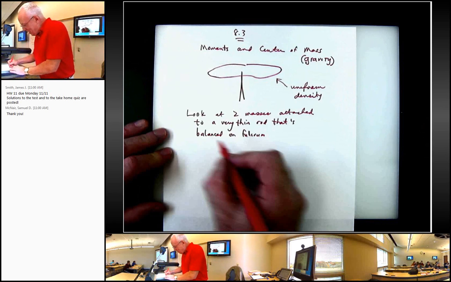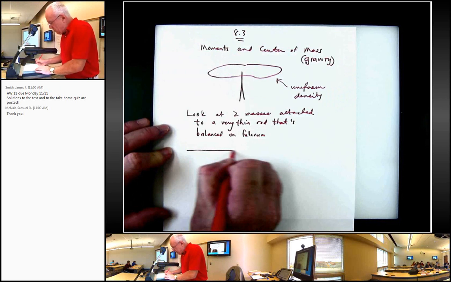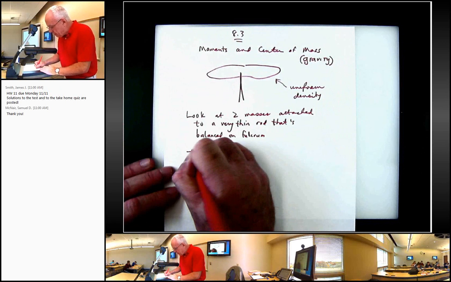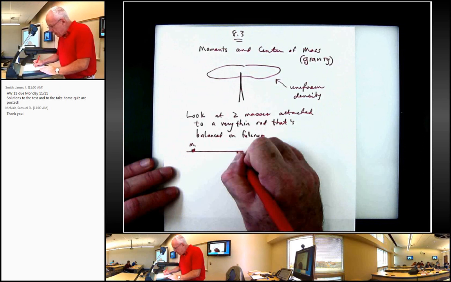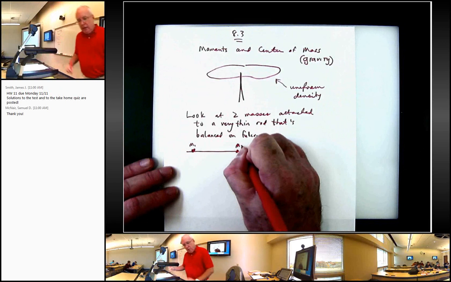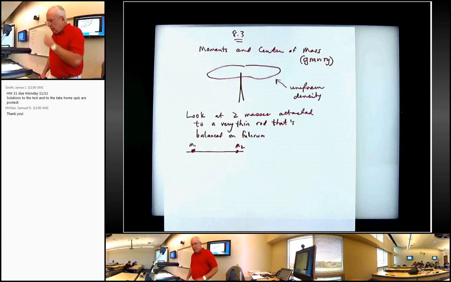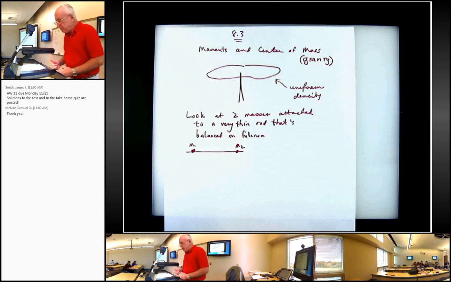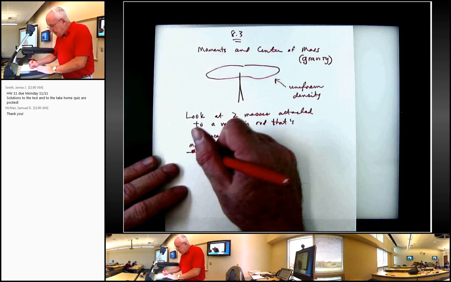So what we have here is this thin rod. We've got a mass here, let's call it M1. We've got another mass here, M2, and maybe mass 1 is bigger, it's heavier. Basically, say this is heavier.